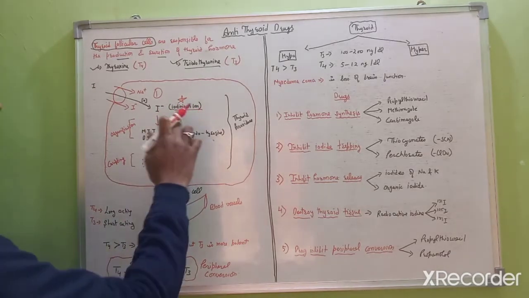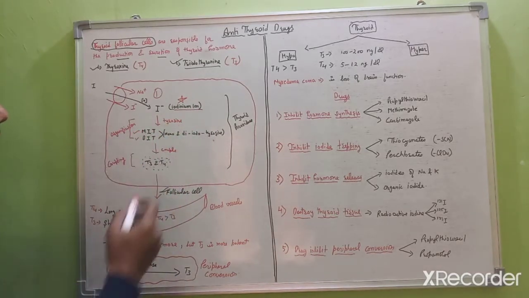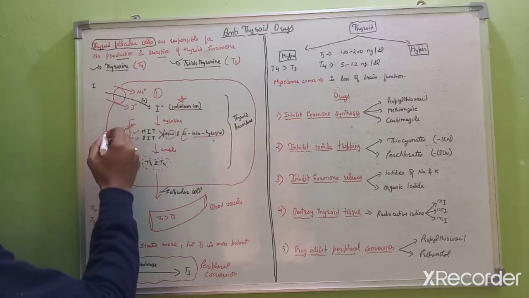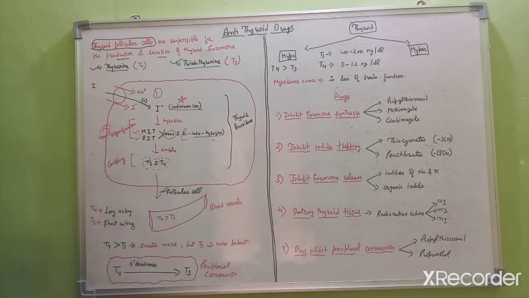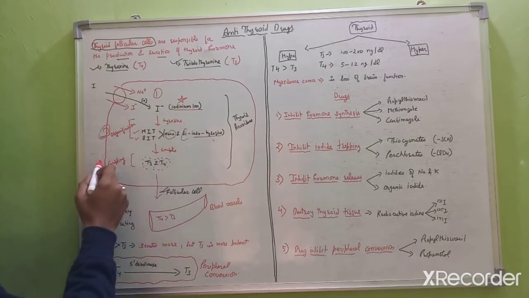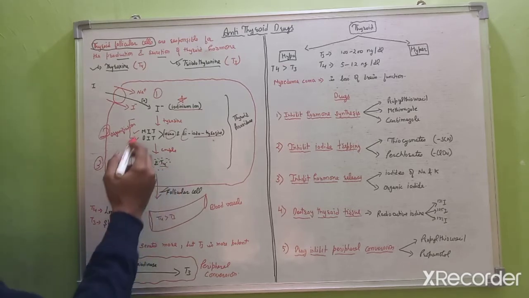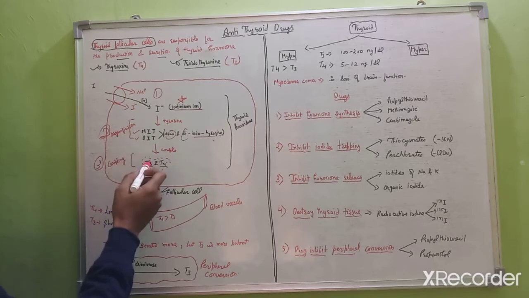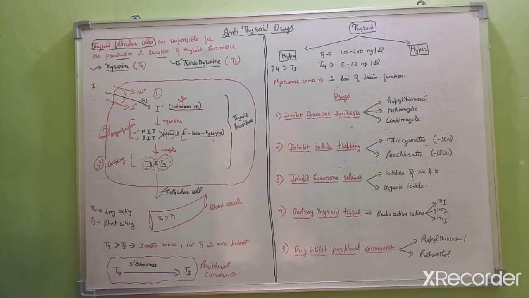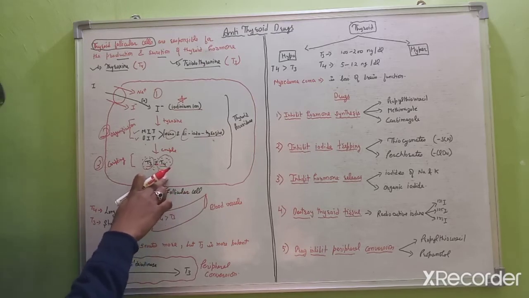This iodinium ion will combine with tyrosine, and they will form MIT and DIT, that is mono and diiodotyrosine. This second reaction is known as organification. After the formation of MIT and DIT, there is a coupling reaction, the third reaction. In this, T3 and T4 are formed. MIT will combine with DIT to form T3, and DIT will combine with DIT to form T4. In this way, T3 and T4 are produced in the follicular cell and stored in colloid.